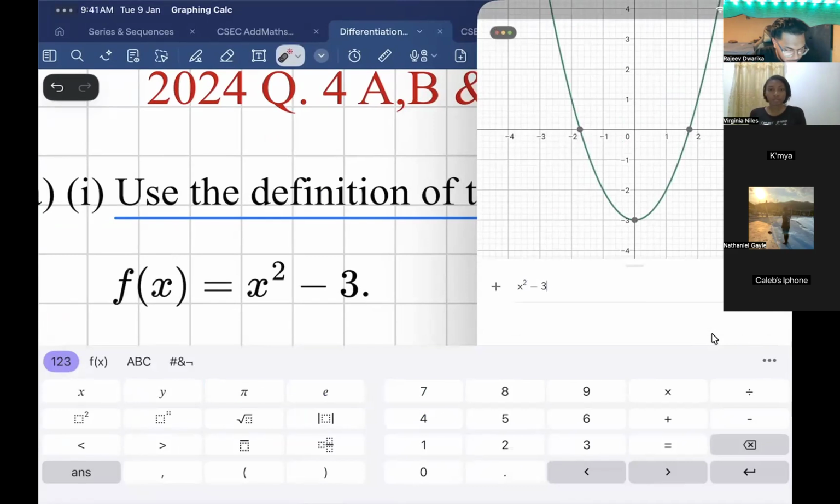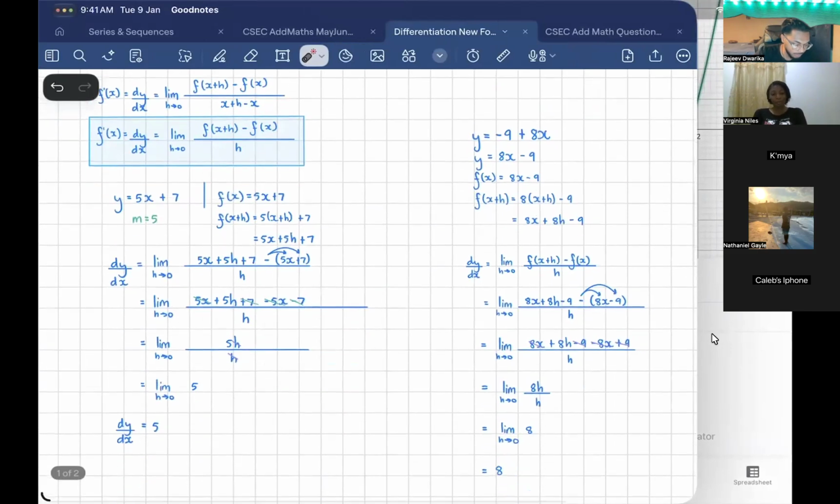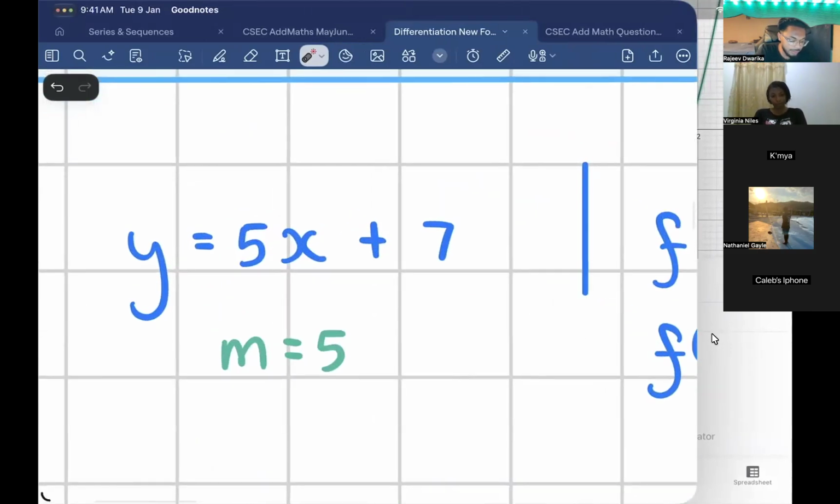What's that? A quadratic curve. So will the gradient be the same everywhere? No, sir. If the gradient is not the same everywhere, will it be a number or a function? A function. It'll be a function because it changes with our input. Let me explain something. With this line over here, notice that the gradient is always 5 because the gradient for a line never changes. So that's why you end up with just 5.